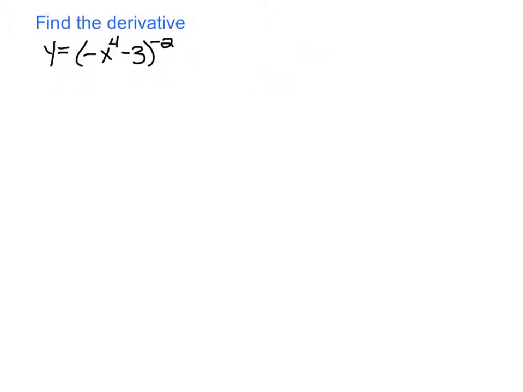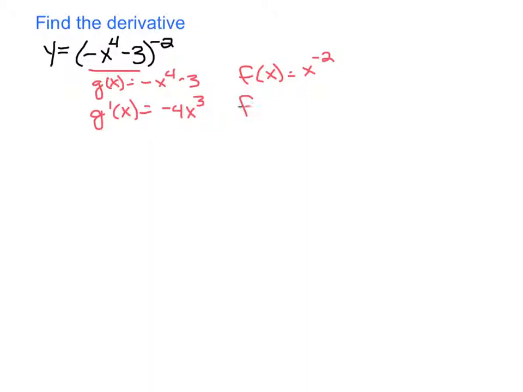We can say the function inside, so our g of x equals negative x to the fourth minus 3, and our composition function, so our f of x, the function that g of x is being plugged into, would equal x to the negative 2. So we know g prime of x is equal to, using the power rule, negative 4x cubed, and f prime of x is equal to negative 2x to the negative 3.